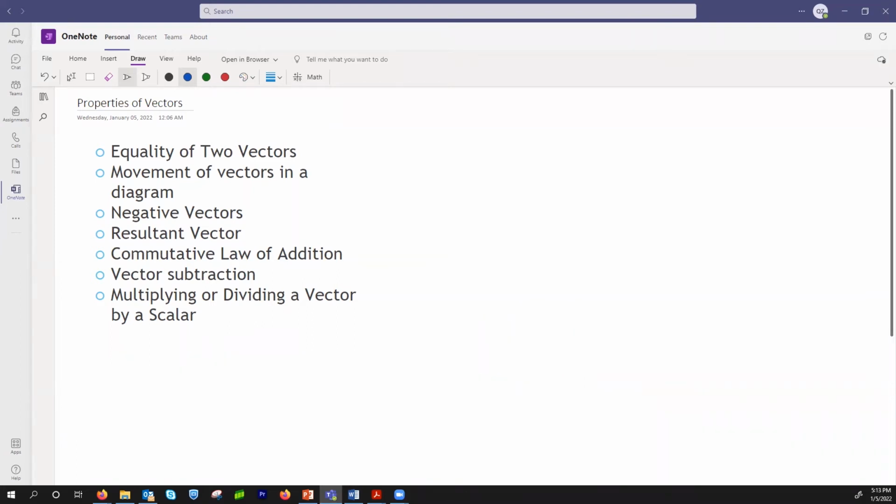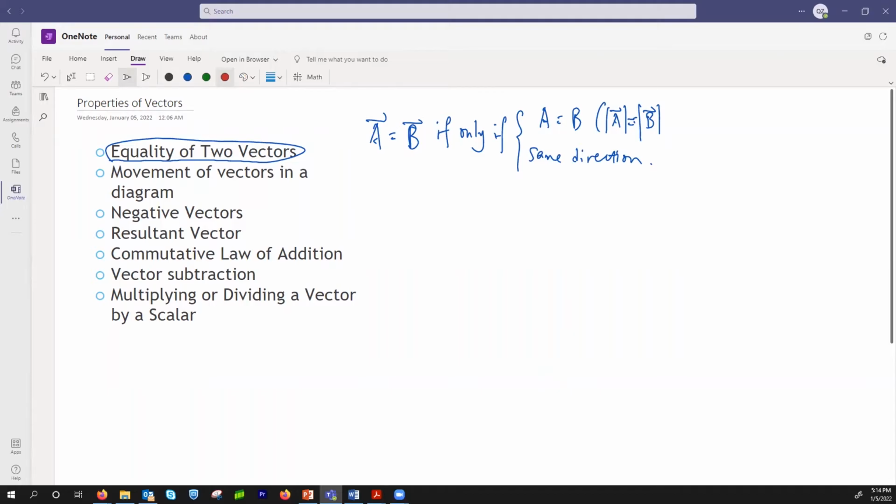Okay, equality of two vectors. If we have two vectors, A and B, the condition for those two vectors to be equal to each other has to meet two conditions. First of all, the magnitude. Secondly, the direction. So if both of them share the same magnitude and they are in the same direction, which means they are equal to each other.